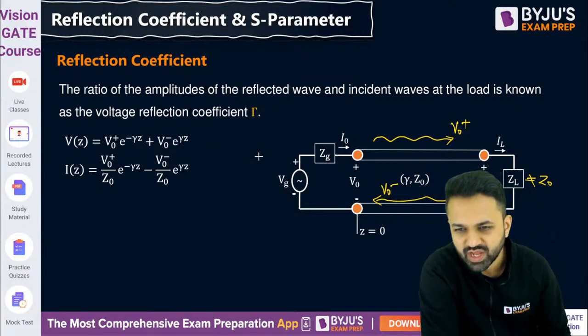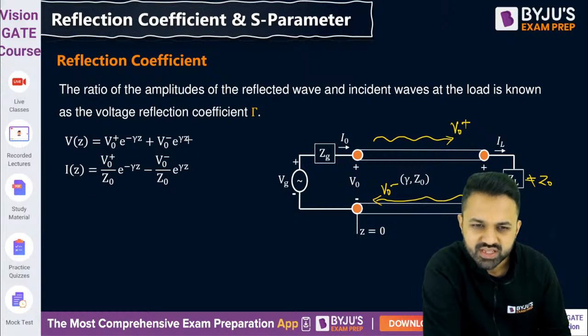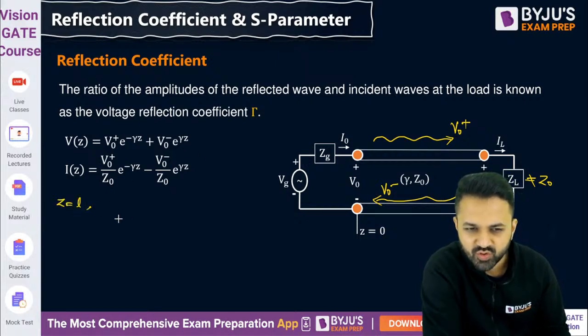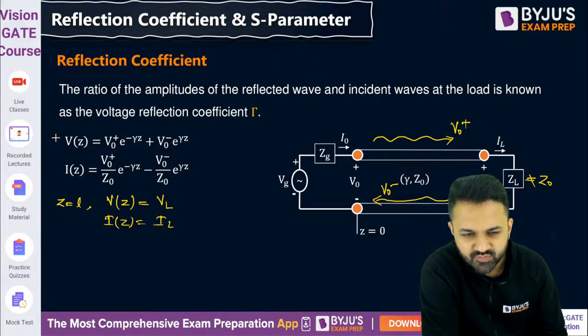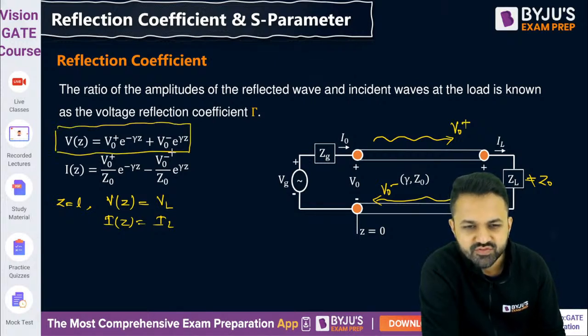Suppose I ask you to calculate the reflection coefficient at the load, then you will substitute the distance z equal to L for the load. At the load, Vz is nothing but the value VL, and the current is IL. In this voltage equation, this part is showing your reflected wave and this part is showing your incident wave. In this way we calculate the ratio of the reflected wave divided by the incident wave.